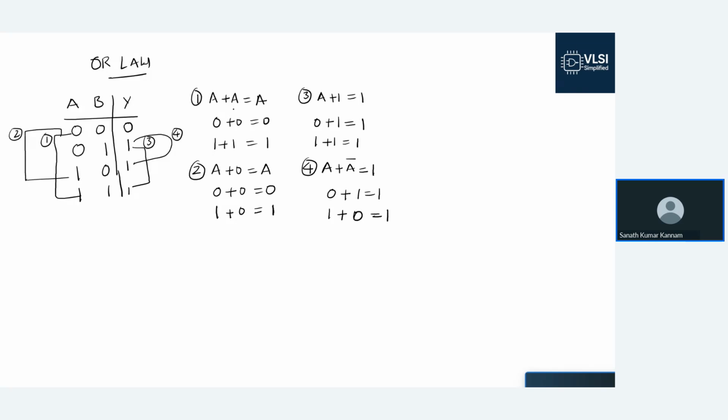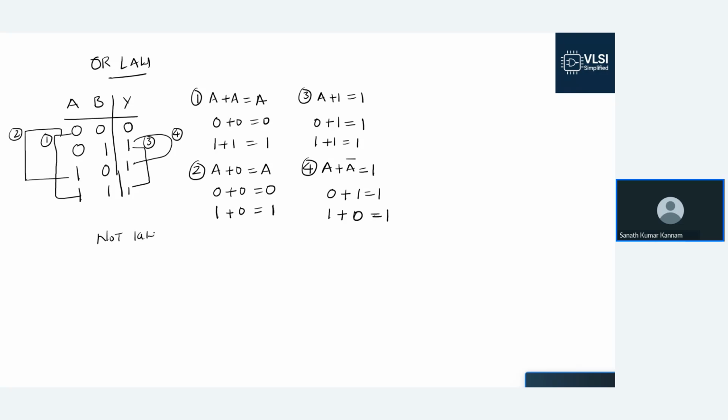So that means A or A equal to A, A or 0 equal to A, A or 1 equal to 1, and A or A bar equal to 1. So I proved with this truth table. Okay. And next NOT law. So what is this NOT law?